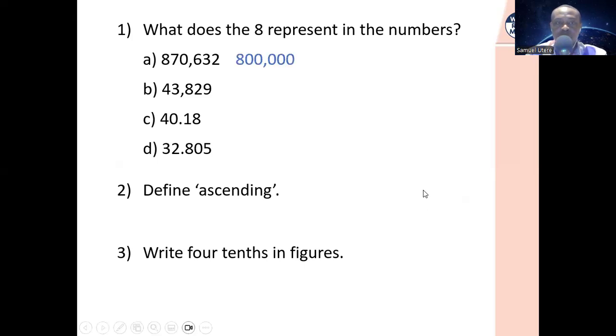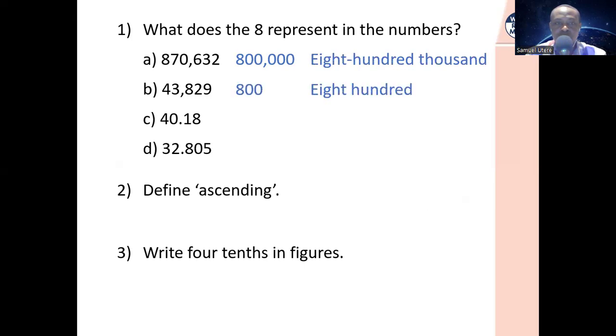For question 1, you were asked, what does the 8 represent in the numbers? So for the first one, it is 800,000. The next one, it is 800. The next one is 0.08, which is 8 hundredths. And the next one is 0.8, which is 8 tenths.